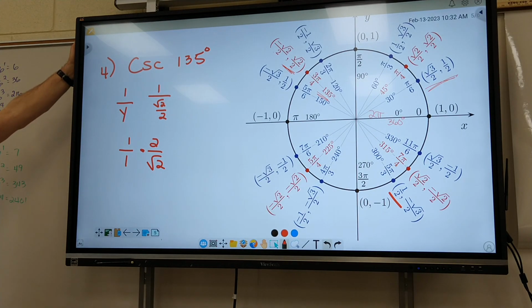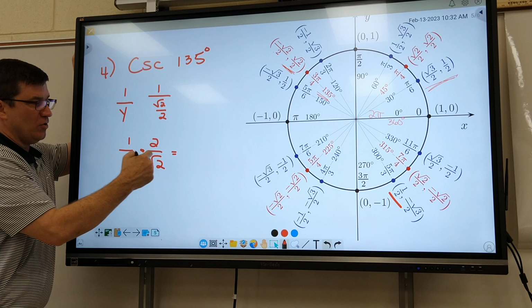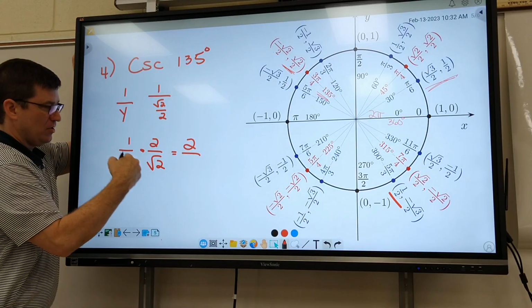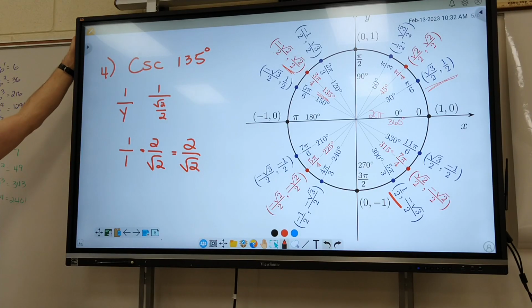All right, now in number 3, everything canceled out. I like it when everything cancels out. Nothing cancels out this time. So 1 times 2 is 2. 1 times root 2 is root 2. That is my answer. Write it down.